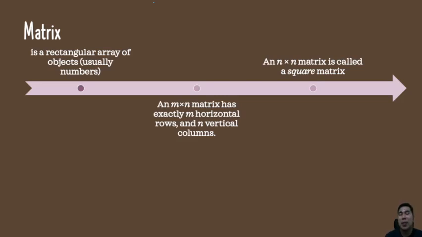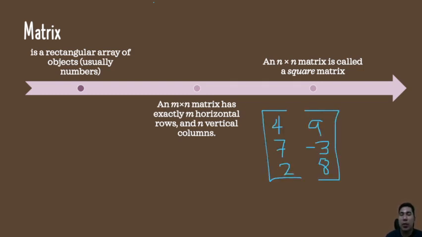So an n times m matrix is called a square matrix if and only if it has an equal number of rows and columns. So you have here an example of a matrix, which is a 3 by 2 matrix. So we have here 3 rows and we have 2 columns.